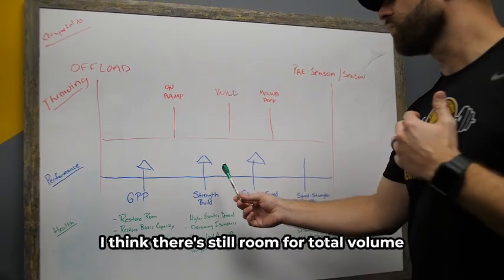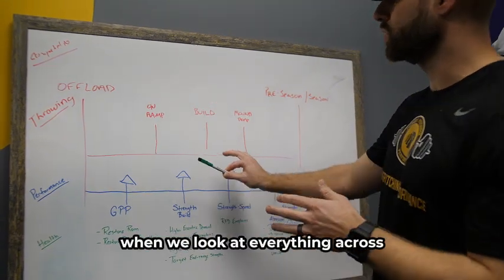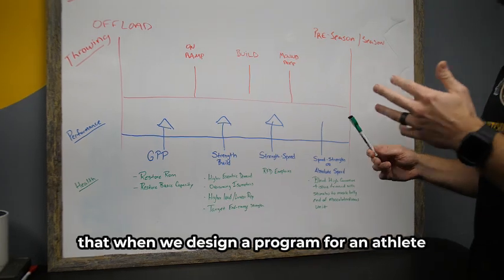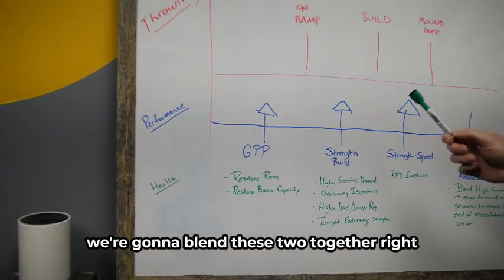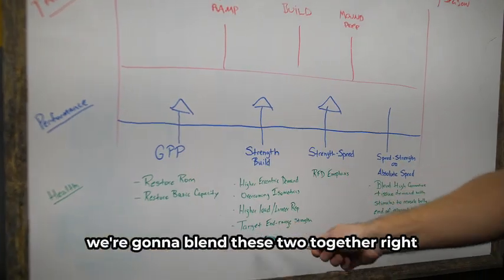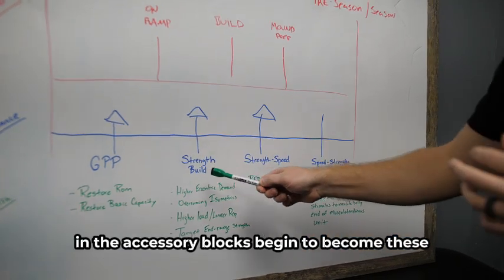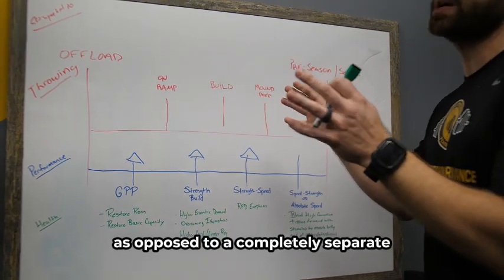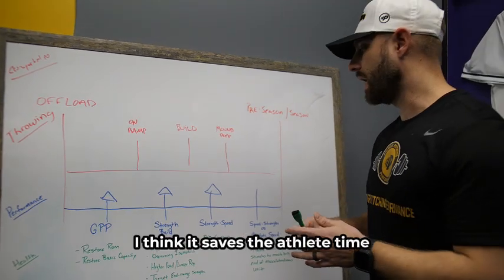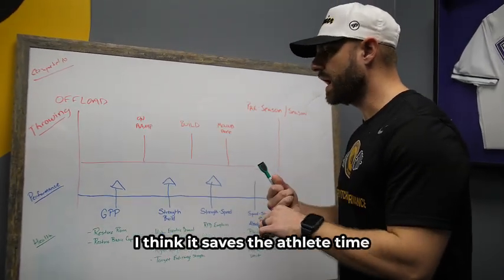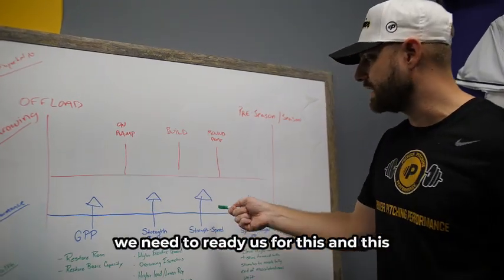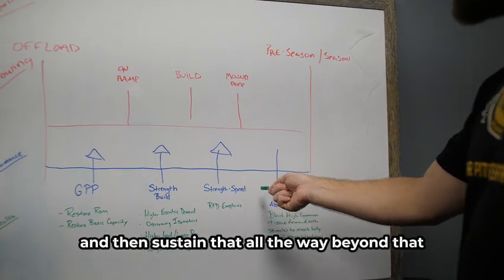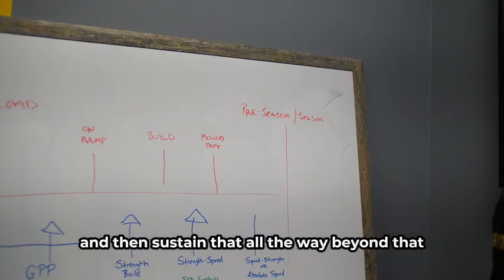I think there's still room for total volume when we look at everything across both performance and health. When we design a program for an athlete, we're going to blend these two together, right? And the accessory blocks begin to become these, as opposed to a completely separate arm care based program. I think it saves the athlete time, but it still helps build the capacity we need to ready us for this and this, and then sustain that all the way beyond that go day.